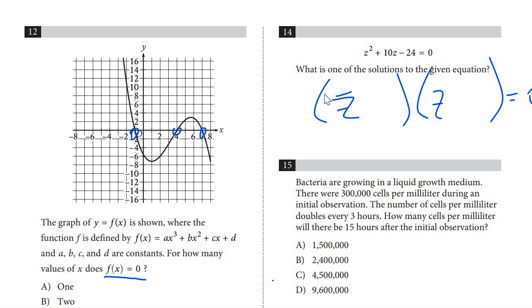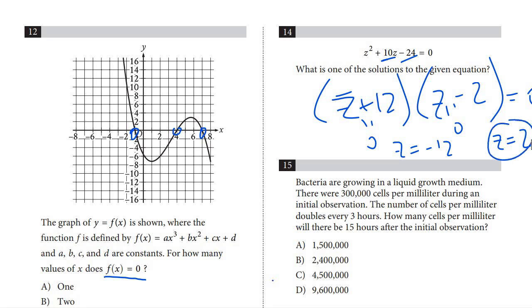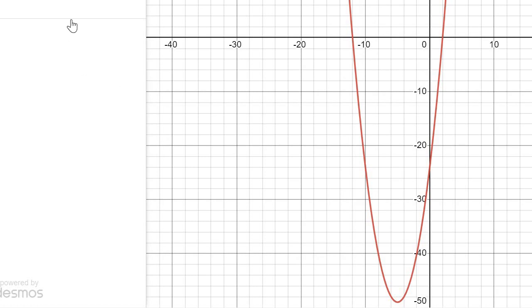What two numbers multiply to give you negative 24 and add to give you 10? That looks like it is 12 and negative 2, right? 12 times negative 2 is negative 24, and 12 minus 2 is 10. So now we just have to set each one equal to 0, and we're going to get z is equal to negative 12 and z is equal to 2. So you can give either this one or that one as an answer, because they only want one solution of the 2.